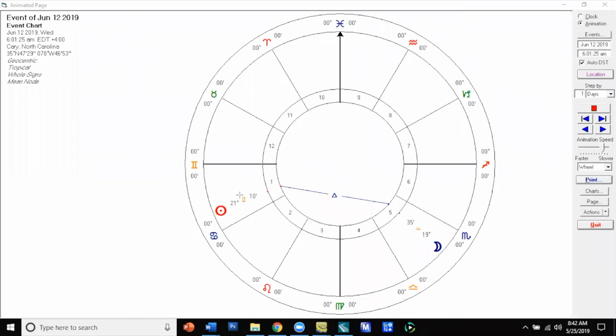In this case, the sun is in Gemini and the moon is in Libra. And as you can see, the sun is at 21 degrees and the moon is at 19, so well within an orb of influence that would create this particular relationship.